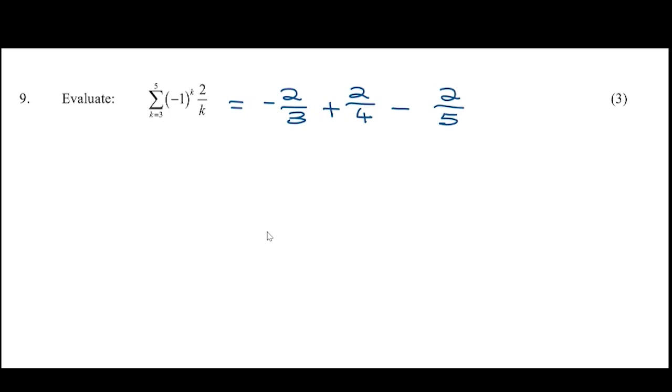This thing is not arithmetic, and it's also not geometric, so we're just going to add them manually. We can use a calculator, and we will end up with negative 17 out of 30.